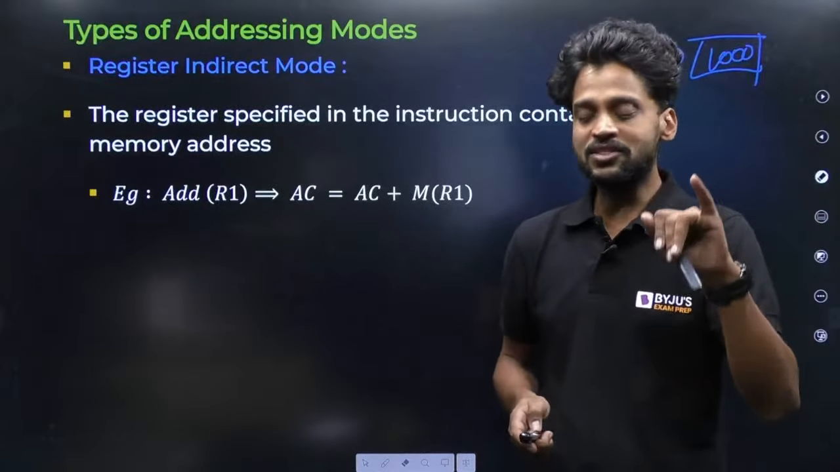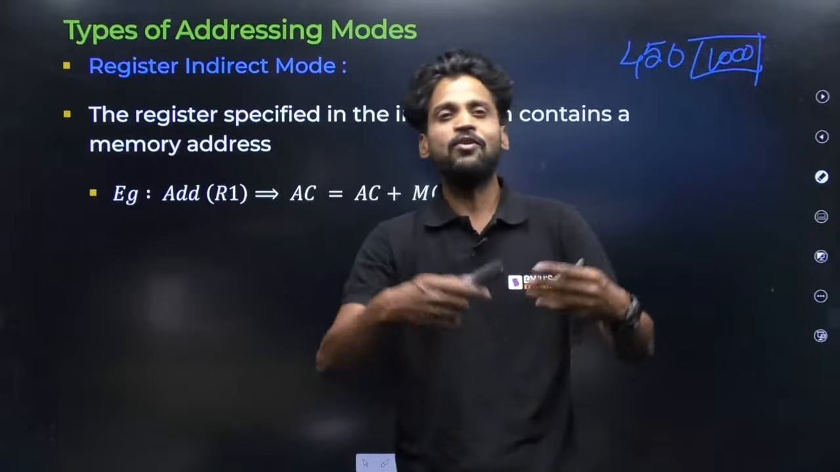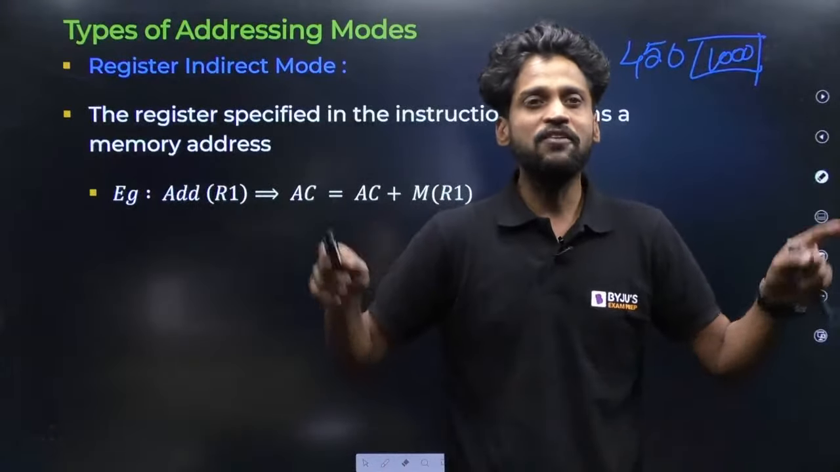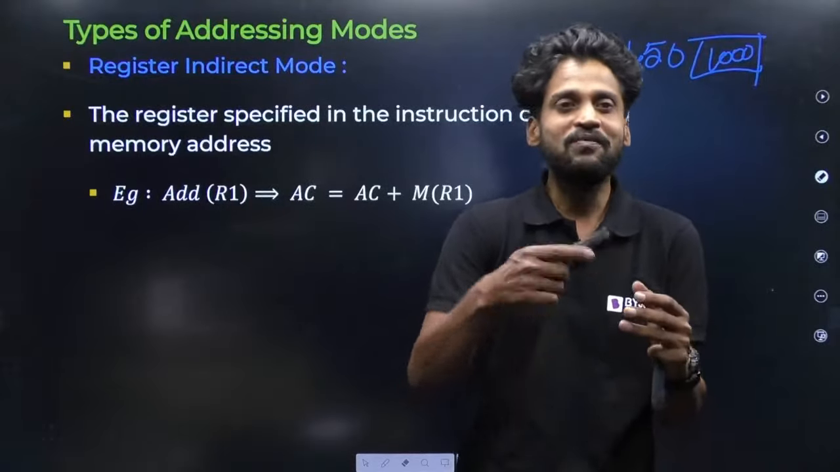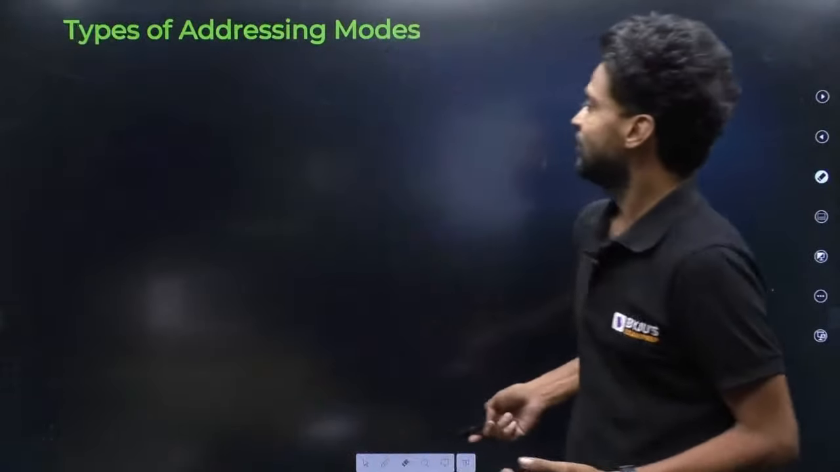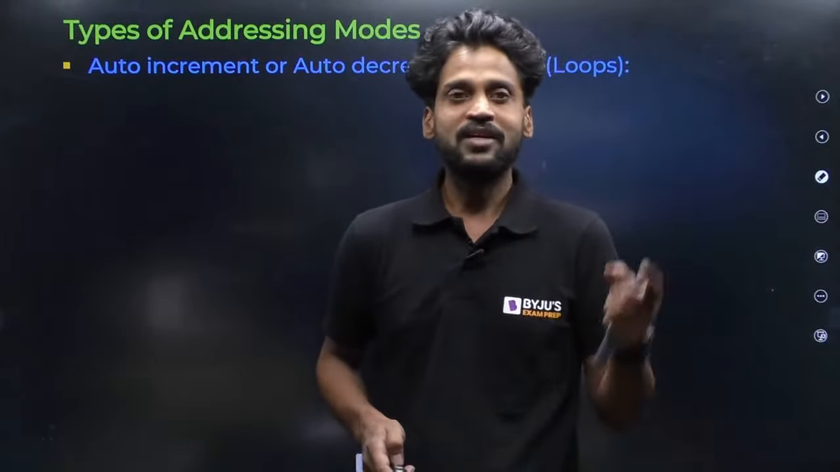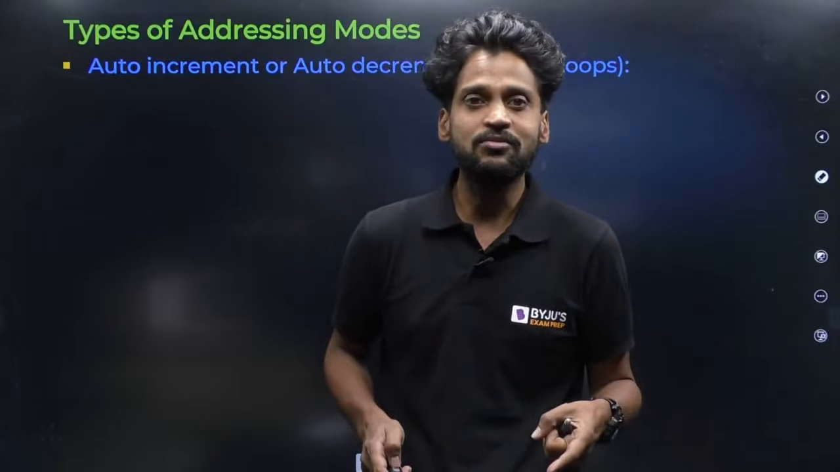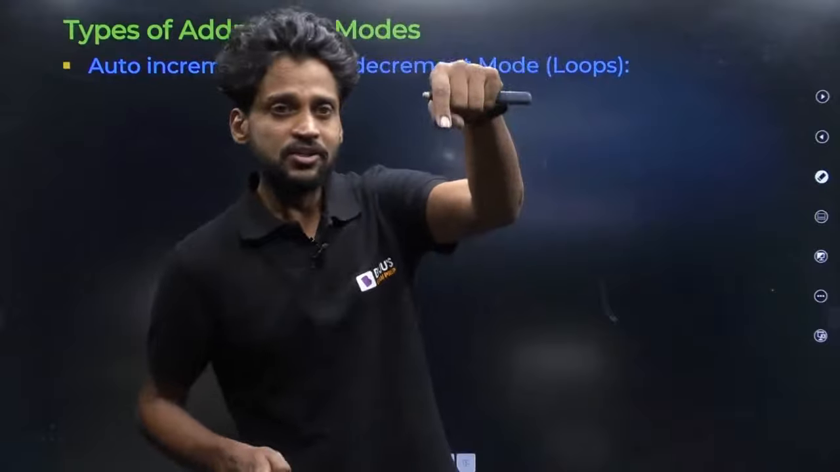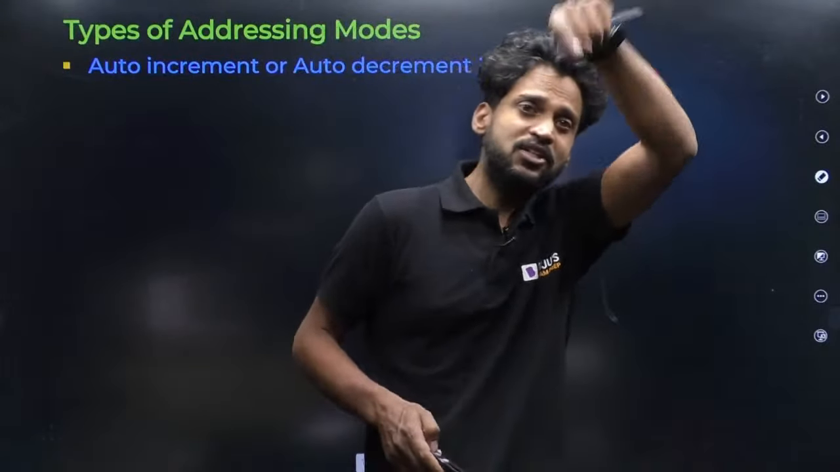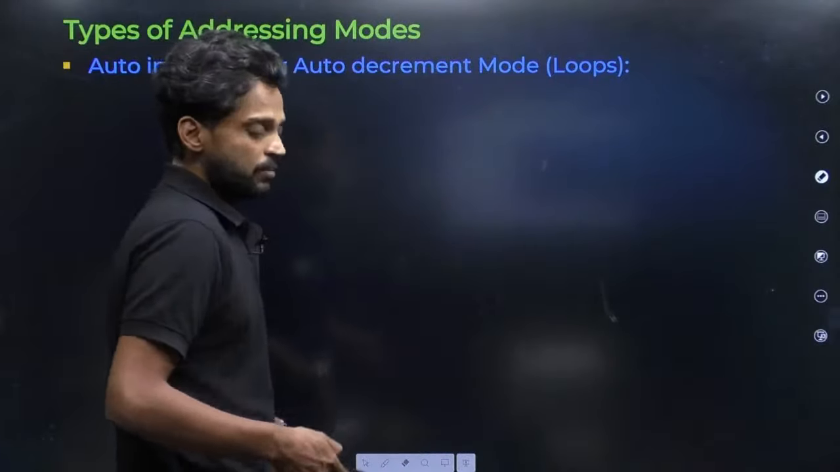Hold on. The register addressing mode and register indirect addressing mode are going to open a wide variety of doors to many features of your programming language. What are those features? You need to hold on. I'm going to reveal them at the end of the class. Now, the next thing is auto increment or auto decrement addressing mode. Stay focused and understand: the register has a memory address in register indirect.